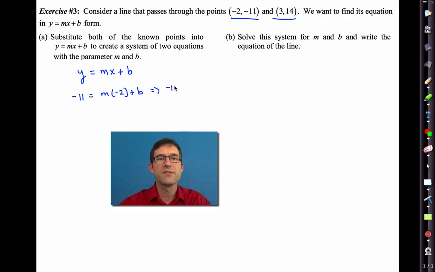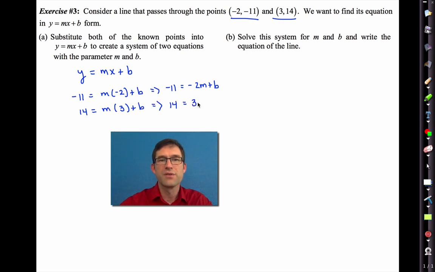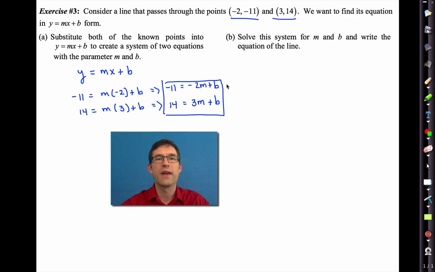All right, that gives me negative 11 equals negative 2m plus b. And then if I put the 14 and the 3 in, I'll get 14 equals m times 3 plus b, which gives me 14 equals 3m plus b. So now this is my system of equations, right? And what we're going to do is we're going to solve the thing. I think I'll rewrite it like this. Negative 2m plus b equals negative 11, and 3m plus b is equal to 14.